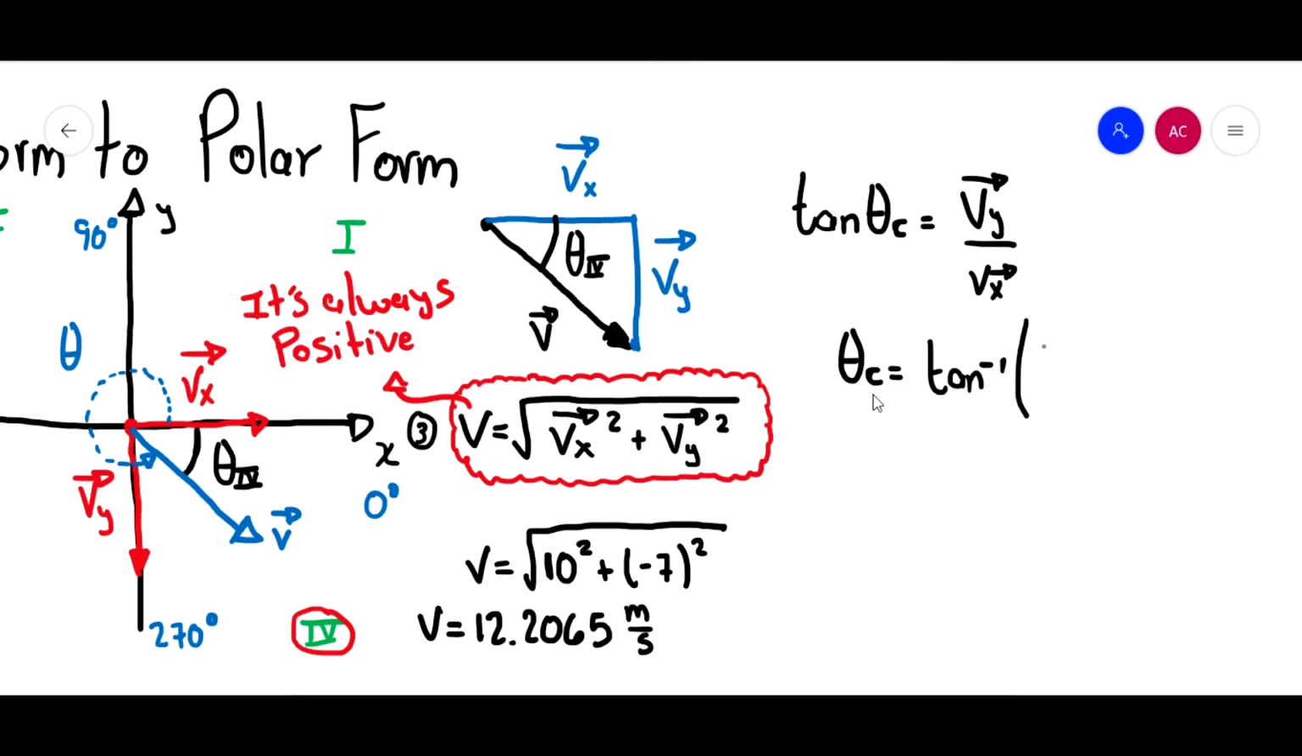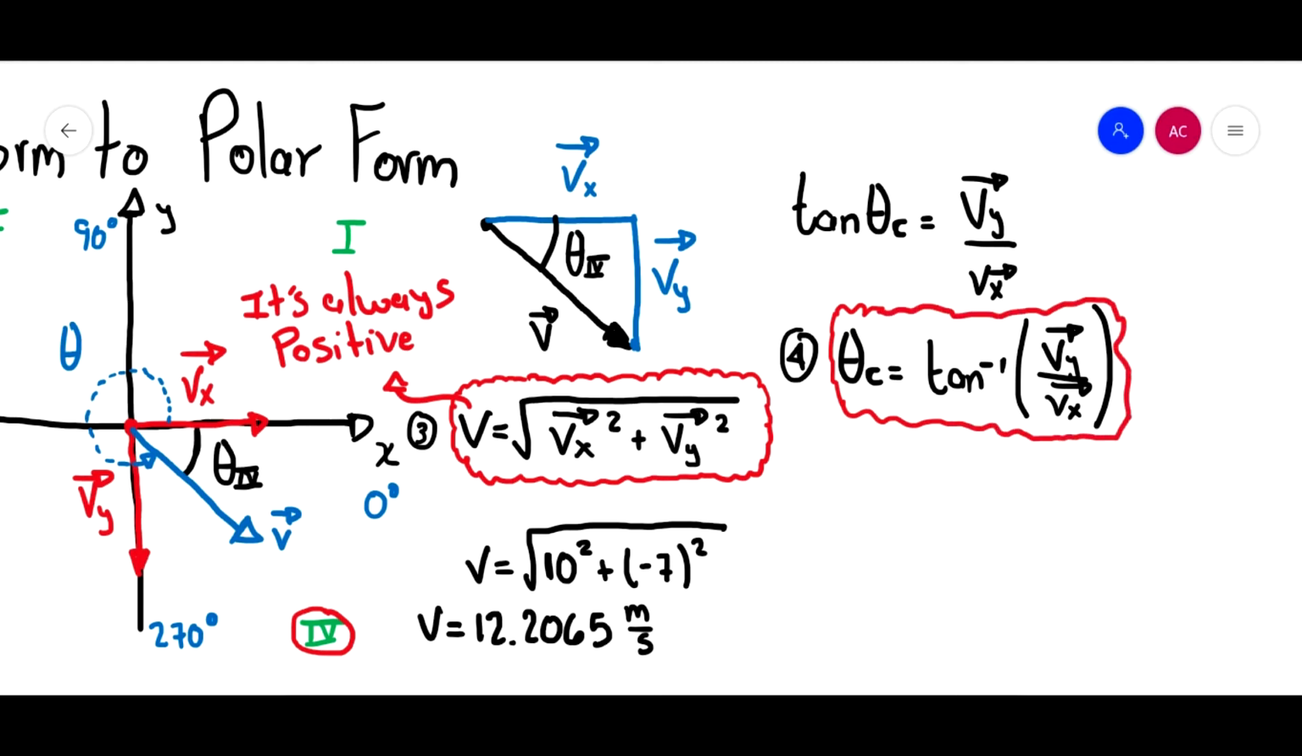of By over Bx. And that's a formula that we are going to circle. That is going to be the fourth formula that we are going to work with. I'm going to circle the formula, and I'm going to substitute.